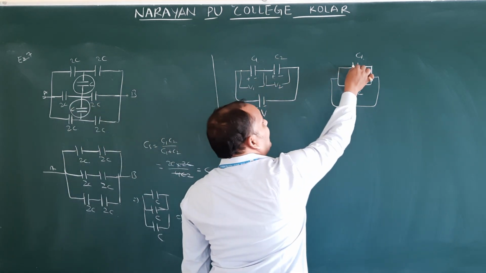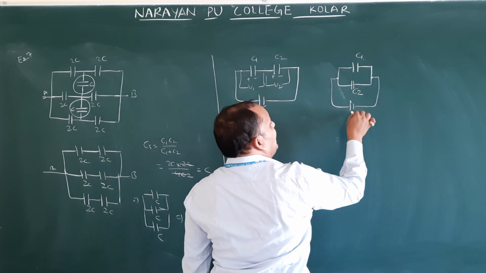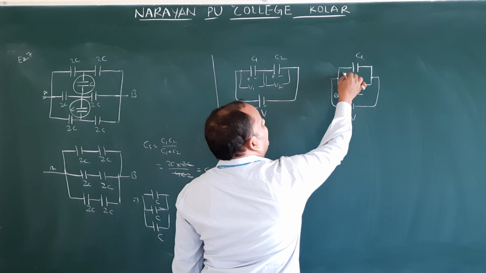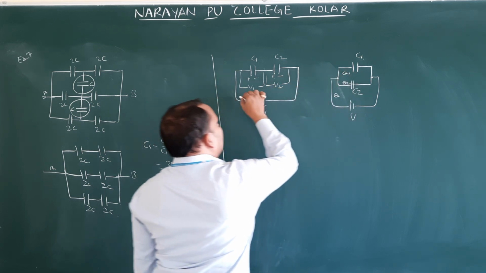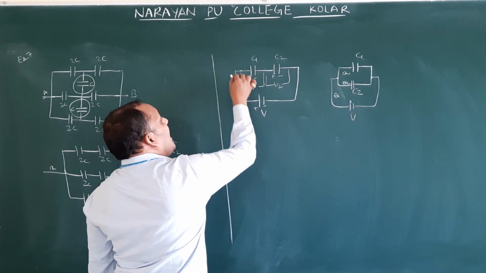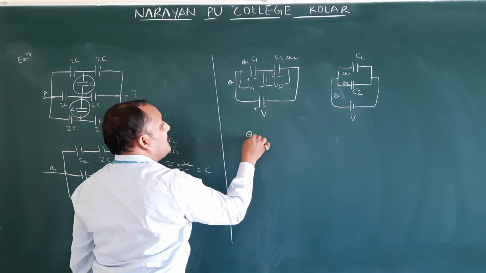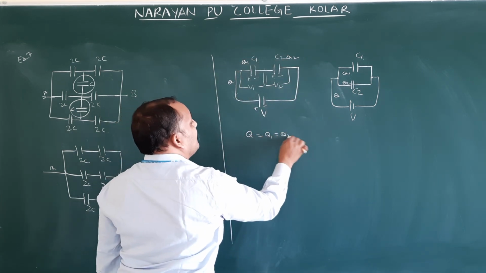But here, for both capacitors, we connected for V only. Therefore here potential is same. But charge is going to divide, Q1, Q2. Here Q1, Q2 are all going to be same. If you write Q1, Q2, also Q is equal to Q1 is equal to Q2.